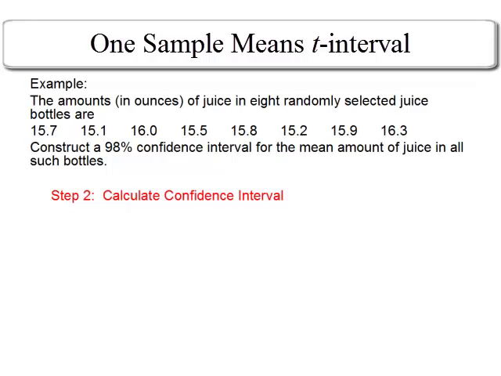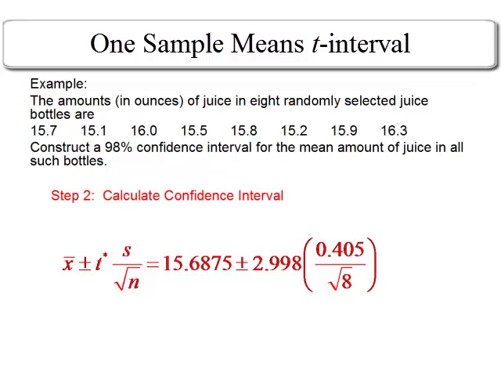Step 2, calculate the confidence interval. Here's our formula, plugging in our numbers. We got those from 1-Var Stats on our calculator. So, sample mean is 15.6875. Our T star is 2.998. We got that from a 98% confidence interval with degree of freedom equaling 7. Our standard error is 0.405 divided by the square root of 8. We get 15.258 to 16.117.